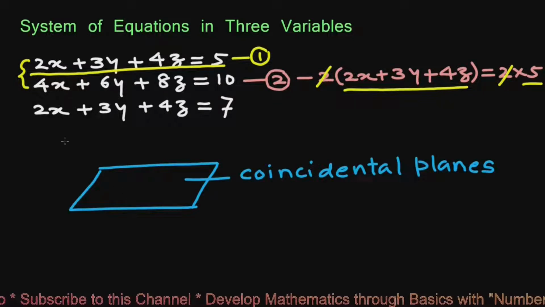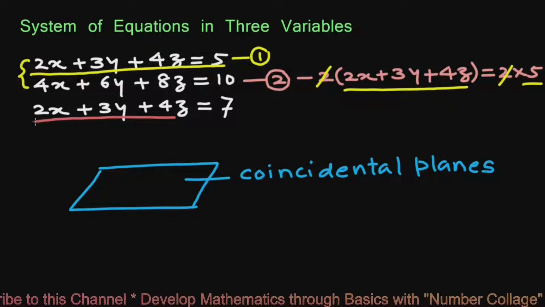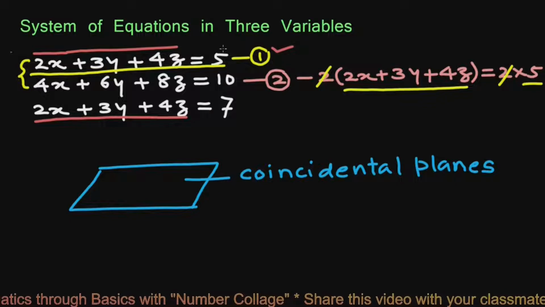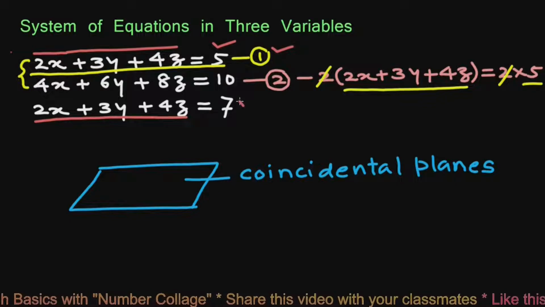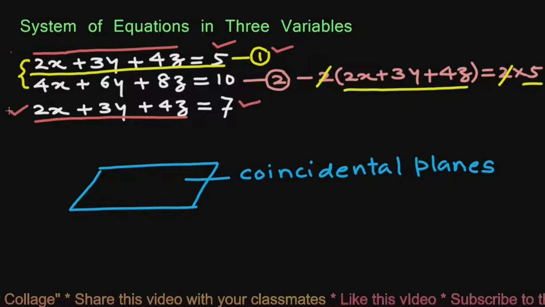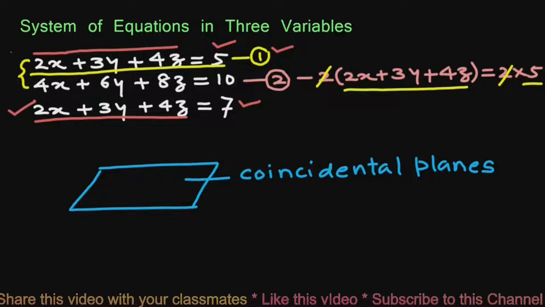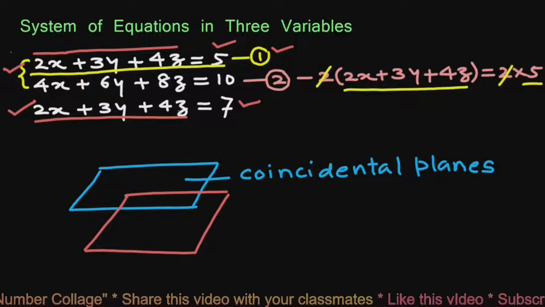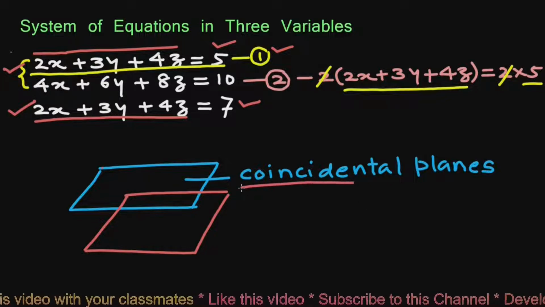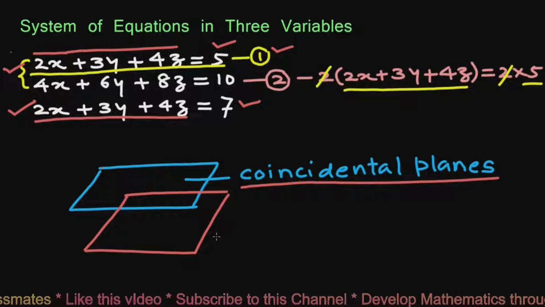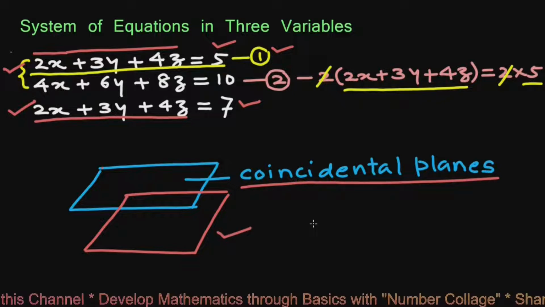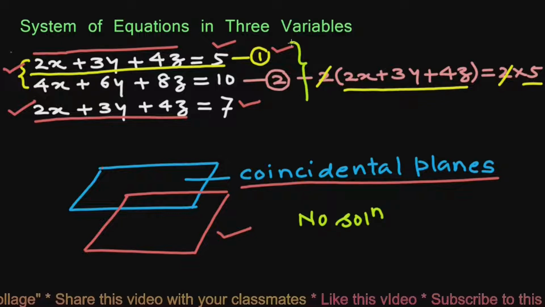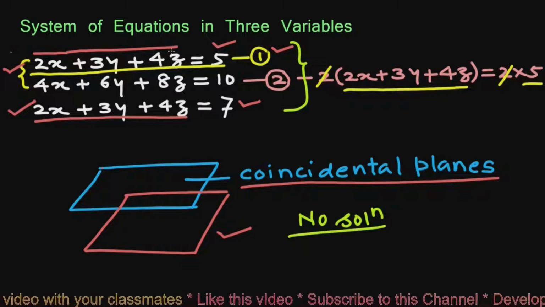and in the third equation, though the left hand side is same as the left hand side of the first equation, the constant term is different, so therefore this third equation represents a plane which is parallel to these first two planes. So, two coincidental planes are parallel to this third plane. Obviously, there will be no common solution of this system of equations in three variables.